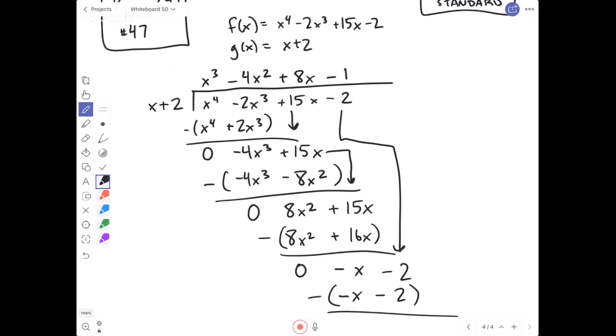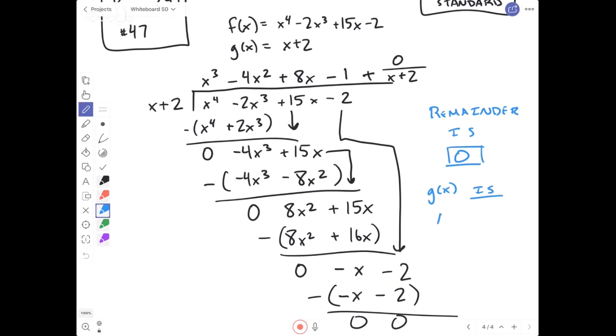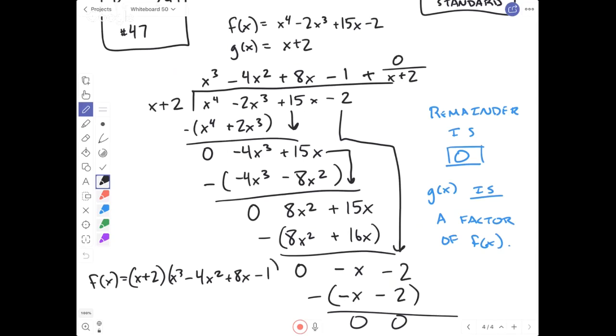We forgot to bring down that negative 2. Then subtract: 0, 0 plus 0 over x plus 2. So the remainder is 0. And g of x is a factor of f of x. So we just found that we could write f of x in a further factored form: f of x equals x plus 2 times x cubed minus 4x squared plus 8x minus 1. That would be a strategy for factoring f of x.